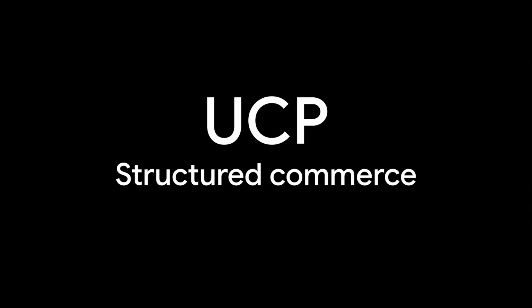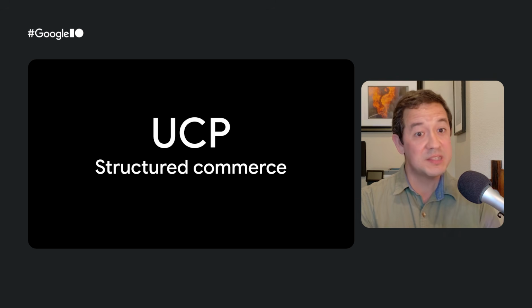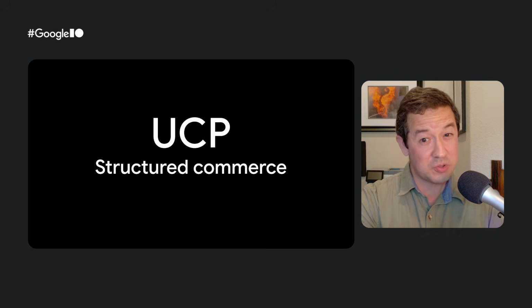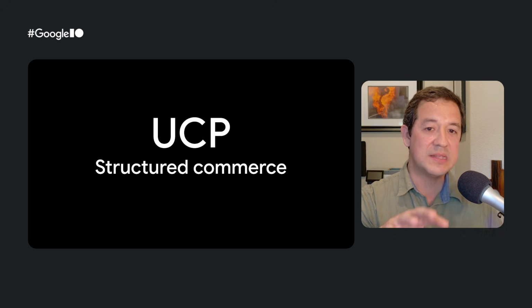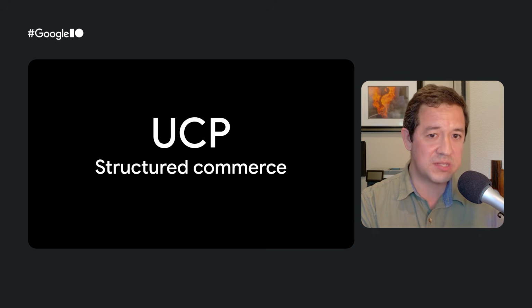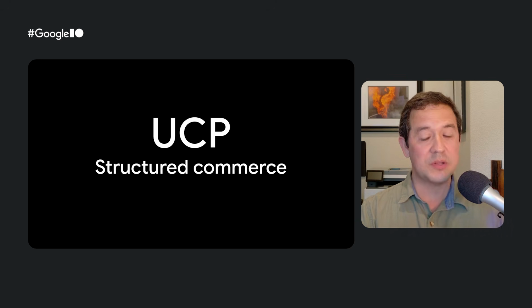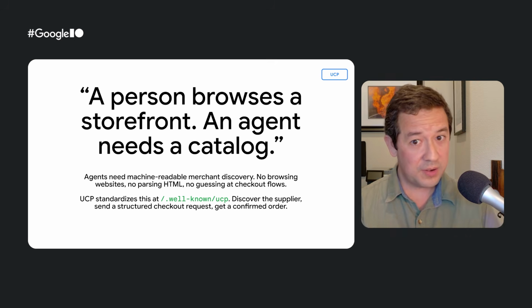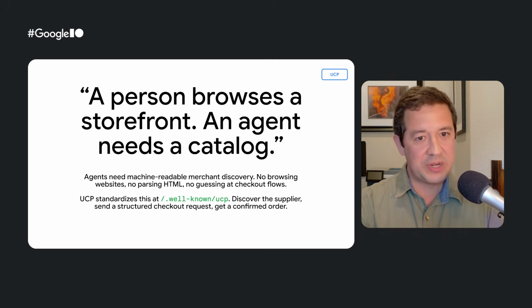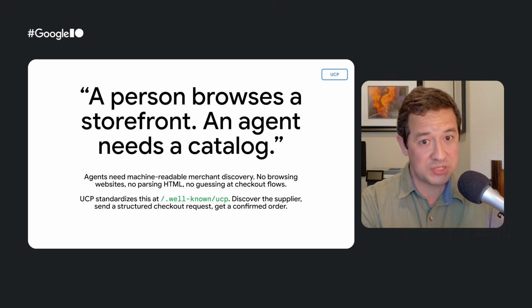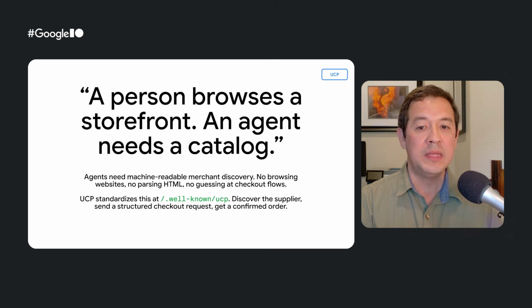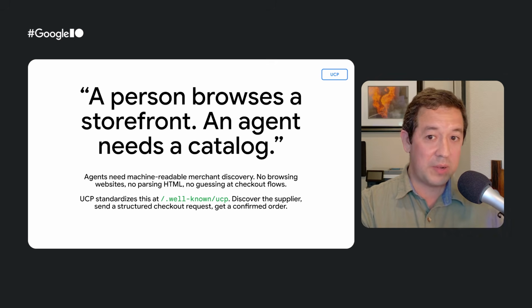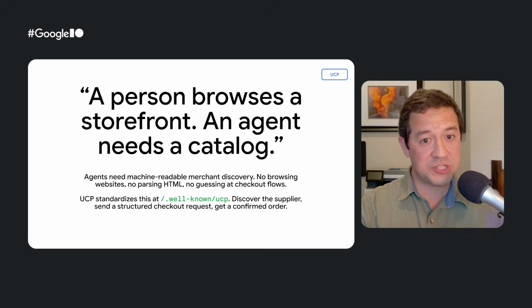Now, our agent needs to order supplies. This is where UCP, or Universal Commerce Protocol, comes in, and it standardizes how it discovers merchants, how to place orders, and how to track order status. A person can browse a storefront, but an agent really needs machine readable information about a merchant and product discovery. UCP provides this through a well-known endpoint at well-known/UCP.